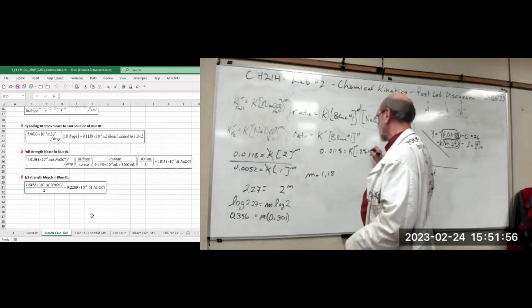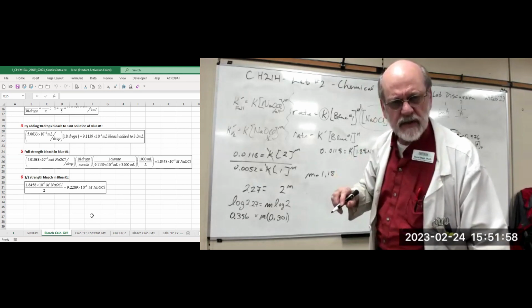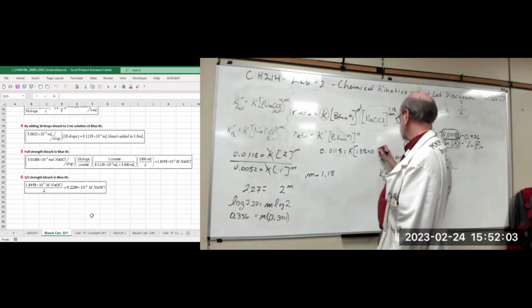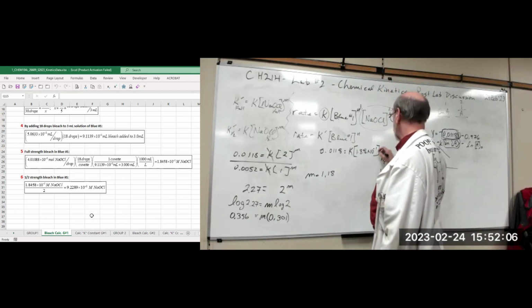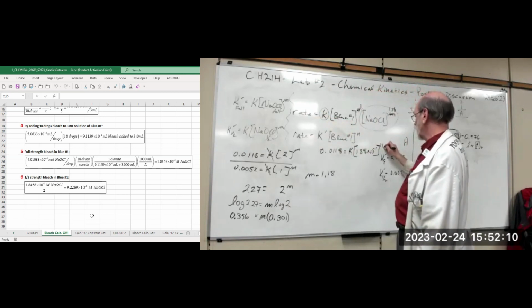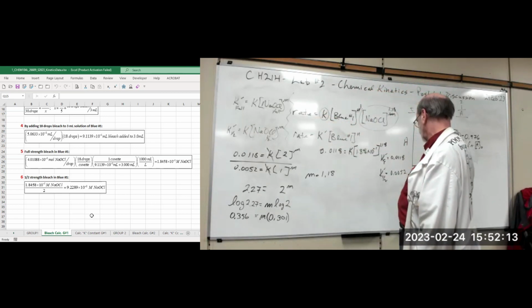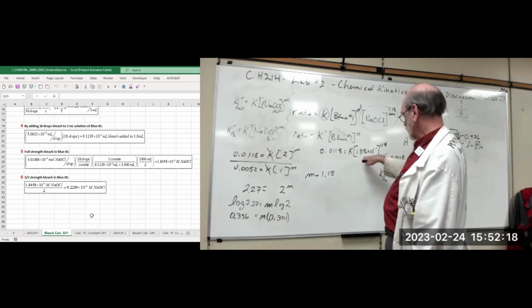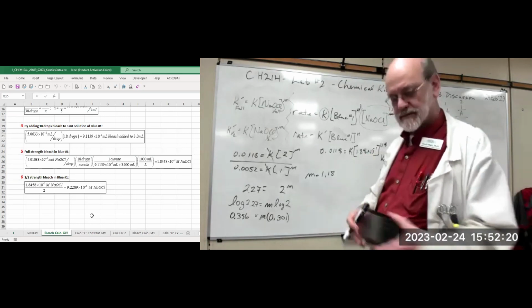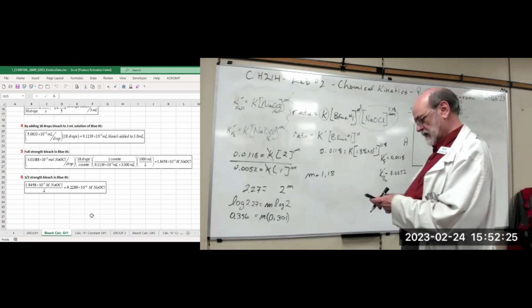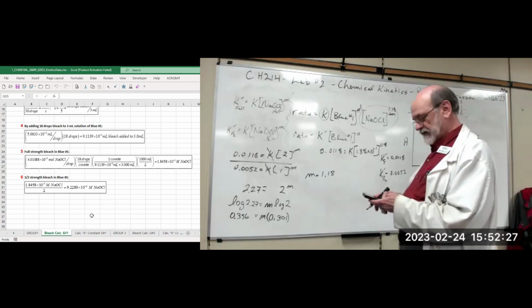1.846 times 10 to the -1 molar, excuse me, I lost my place. And that's to the M power, 1.18. Okay? So now we just have to solve for K. So we'll take 1.846 times 10 to the -1, and we'll take that to the 1.18 power.